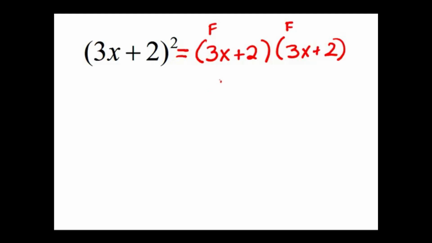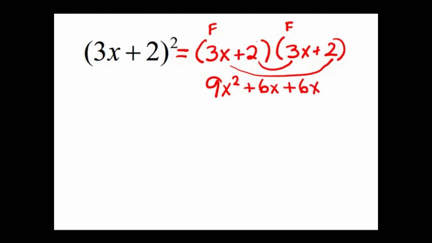3x times 3x would be 9x squared. We would do the outside. 3x times 2 would be 6x. Inside, 2 times 3x will be 6x. And last, 2 times 2 would give us 4. Parentheses comes off, and this time the x terms can go together. 9x squared plus 12x plus 4.